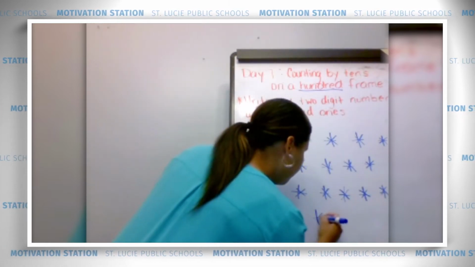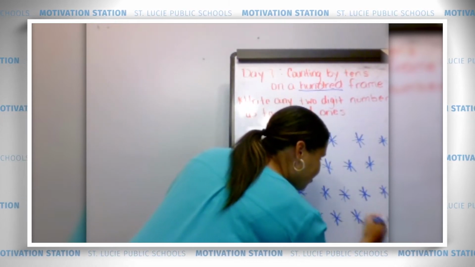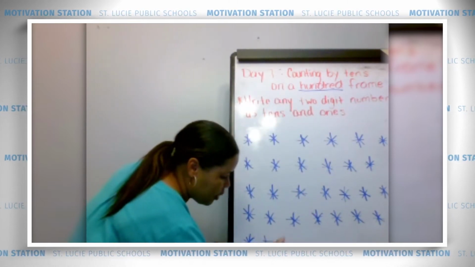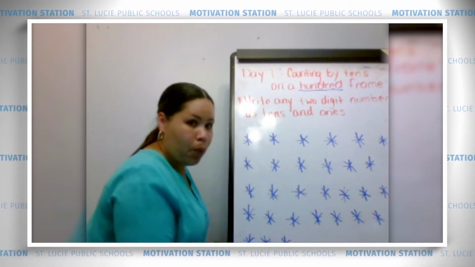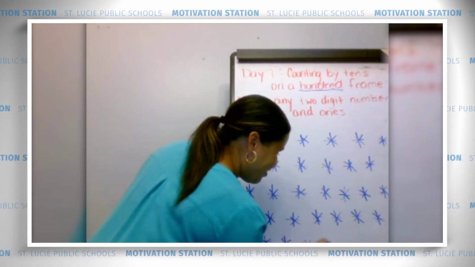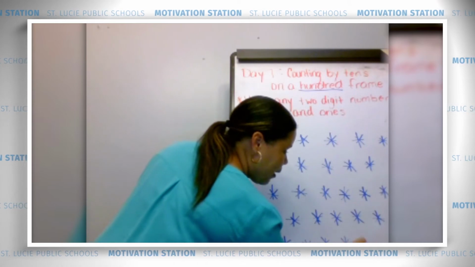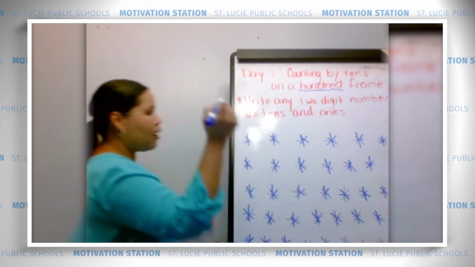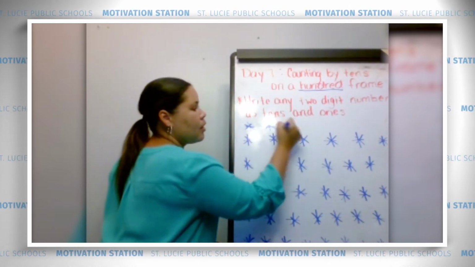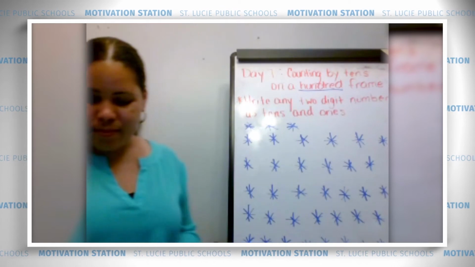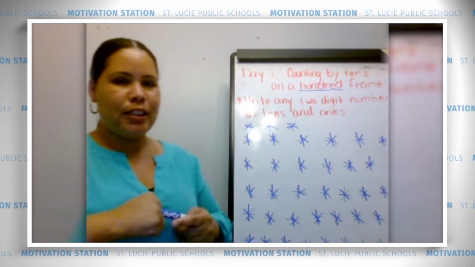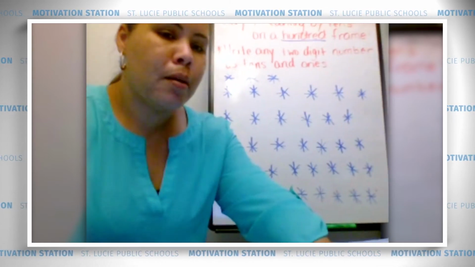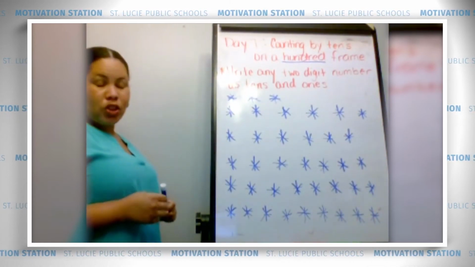I don't know. I'm gonna run out of space. What do I do? We'll go up here. Time. Let's see how many stars I was able to make in 1 minute. Can you see how many stars I did?